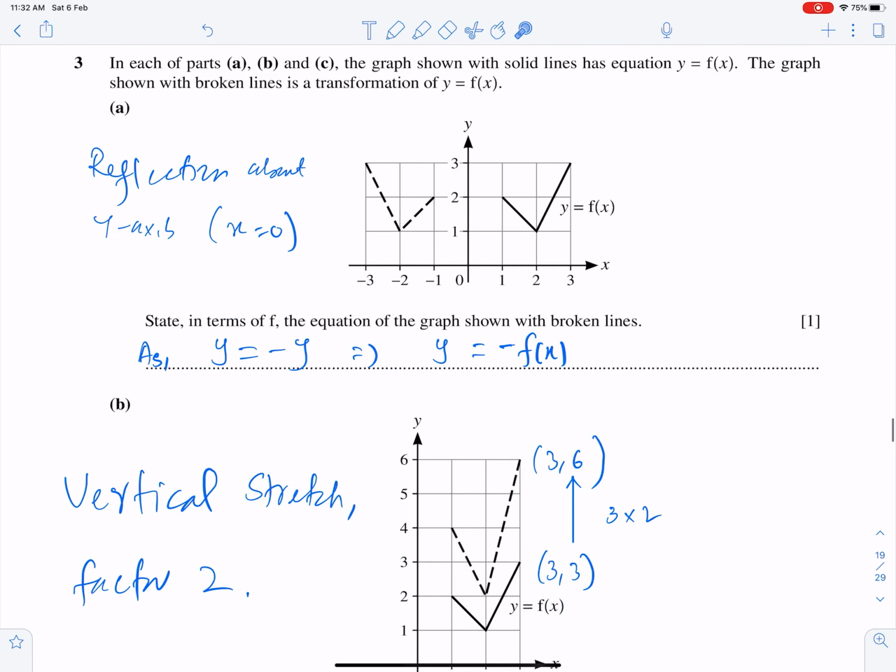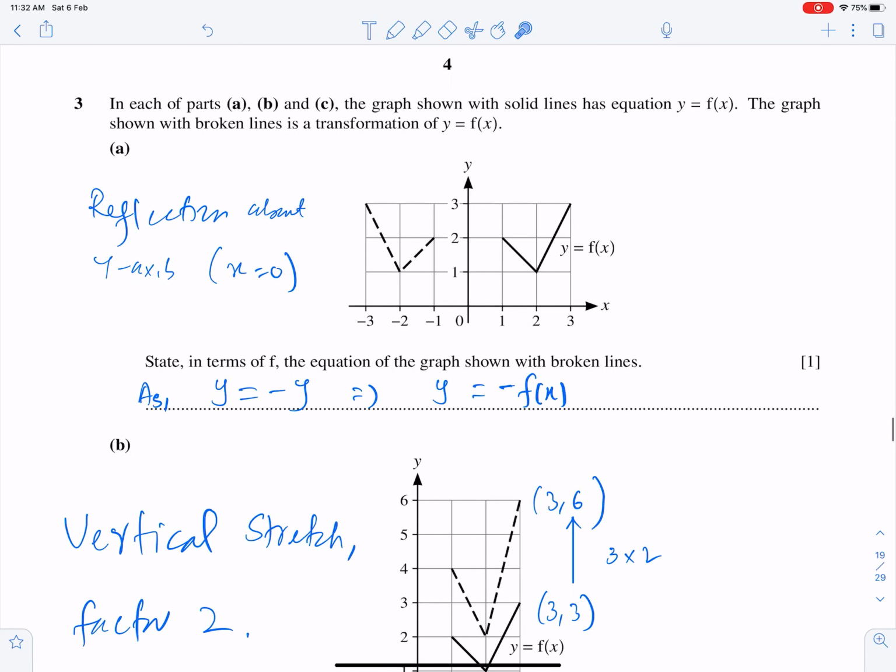Here is the solution. Reflection about the y-axis, the equation of the y-axis is x = 0. But you don't need to describe this. You just need to write the equation, and this is the equation of the reflection about the y-axis. Write in the form of f(x). So this is the answer.